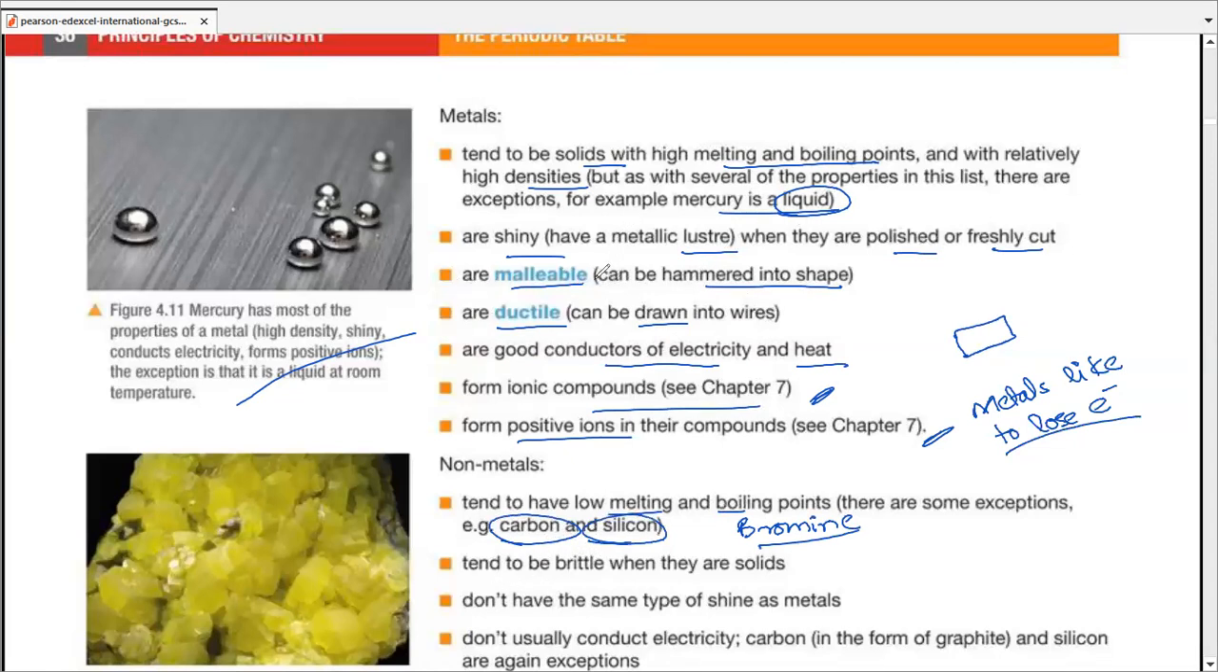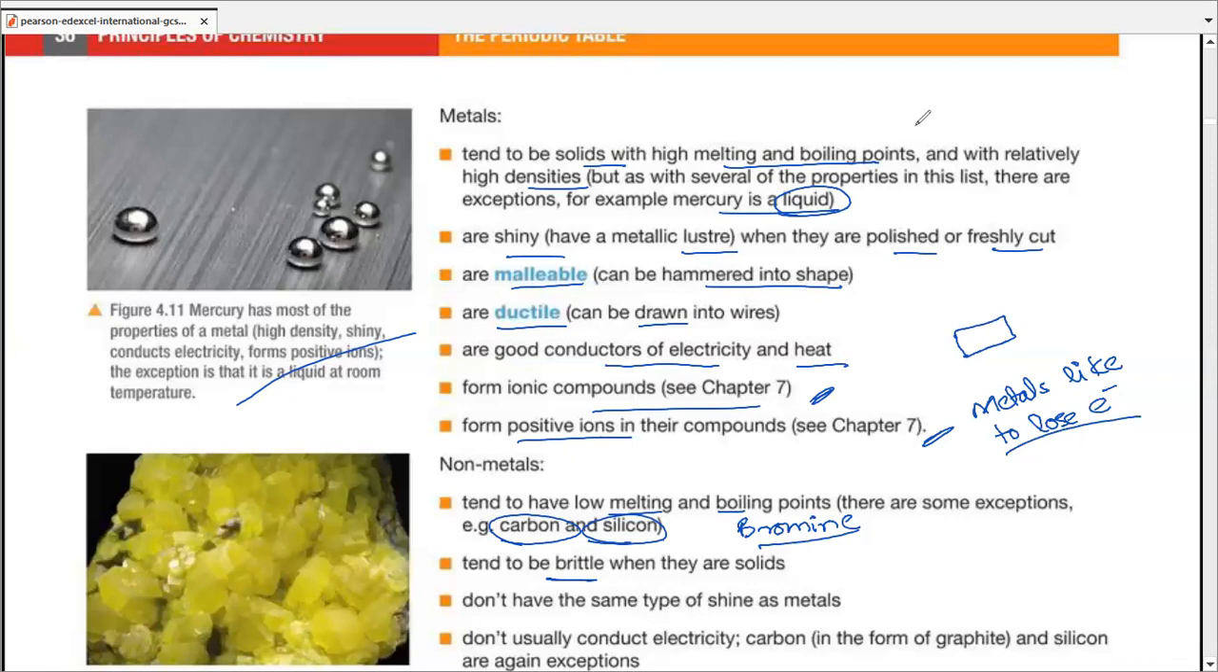Metals were shiny. Non-metals are usually dull. Although they come in a lot of colors, they're usually dull. Metals are malleable, can be drawn into shapes, or ductile, can be drawn into wires. Non-metals tend to be brittle. When I use the word brittle, it means you can't shape it. If you try to shape it, if you try to use a force, if you try to push it, it would break instead of getting into shape. That's what brittle means. Clear enough?